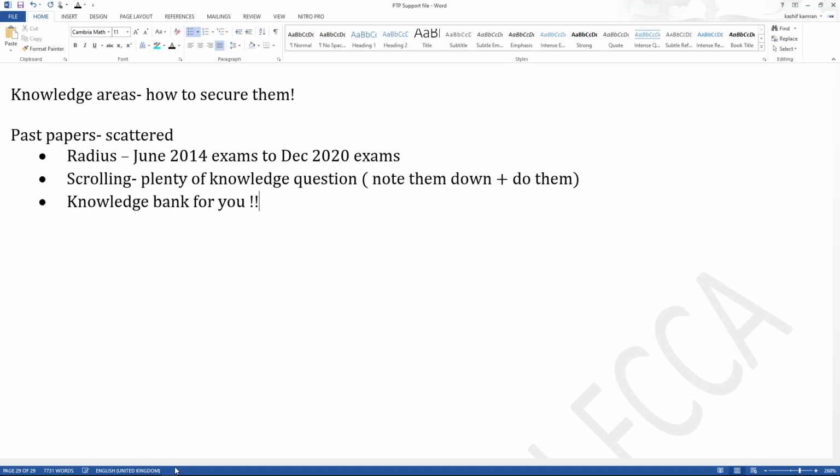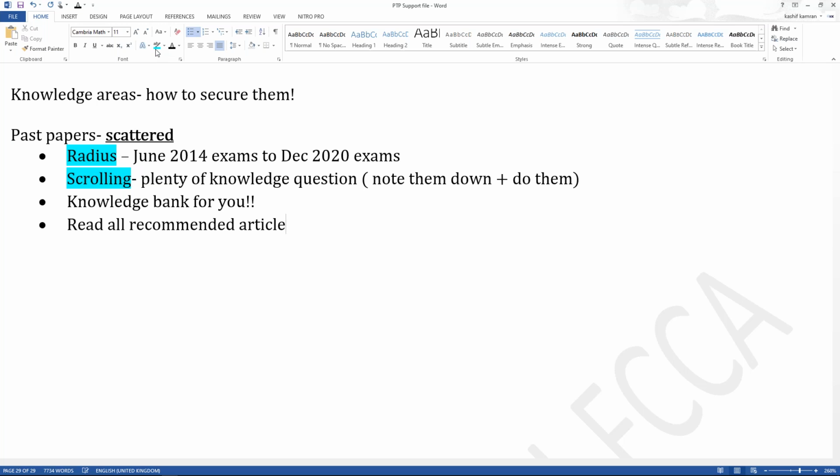So you need to find the strategy, the mechanism, of how you would go about knowledge areas. But the risk with knowledge areas is they are scattered over so many years. So you have to take a broad radius from June 14 to December 20. Scroll them, identify them, and do them. That's the best way you can prepare for knowledge areas, and read all recommended articles. That's a wonderful way you can prepare yourself in a better manner. I believe, if you might agree with me, that a lot of the time students put very little time on knowledge areas.